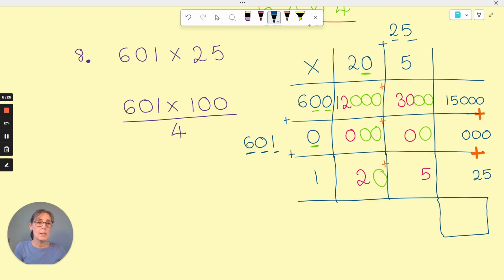So we've got 0 plus 0 plus 5 is 5. I haven't lined it up properly. Apologies for that. 0 plus 0 plus 2. 0 plus 0. 5. And then 1. So we've got 15,025. So let's see what happens on this side.